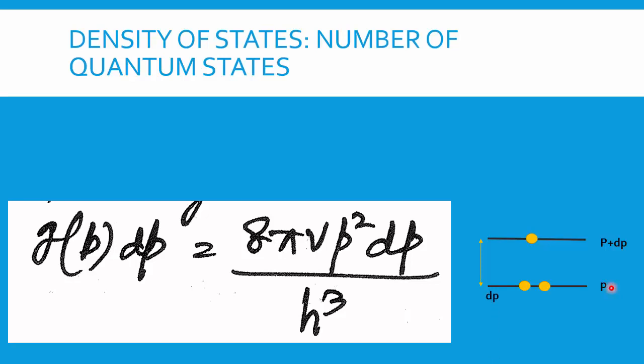Now what does this formula signify? Suppose you have a momentum p and you have a momentum p plus dp, the next higher momentum. Within this interval, it is obviously dp. So if this is p and this is p plus dp, the interval is dp. Within this interval of dp, change in momentum, how can you calculate the number of quantum states? That can be calculated from this formula.